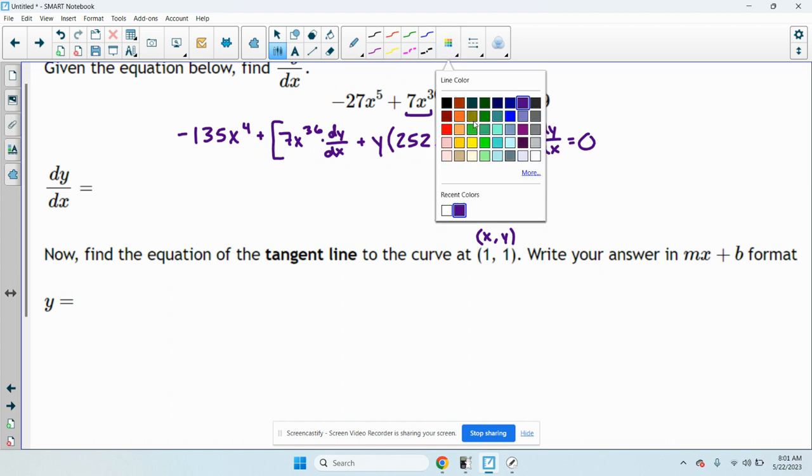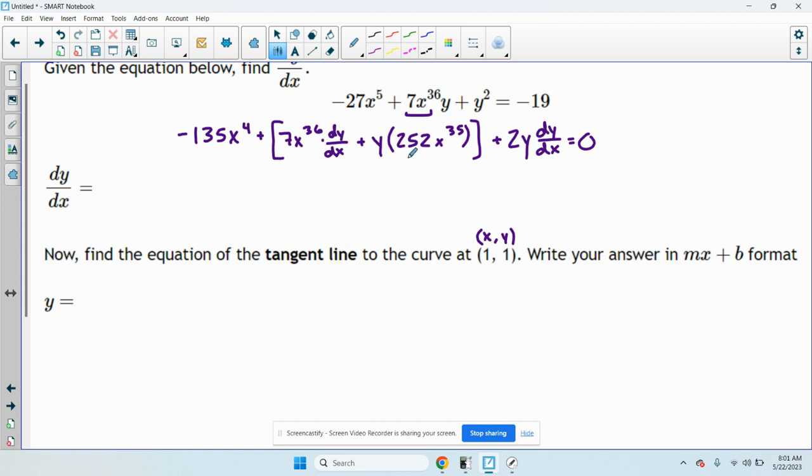So what I'm going to do is keep everything with the dy/dx on the left-hand side, and move the terms without a dy/dx to the other side. So the left-hand side is going to be 7x to the 36 dy/dx, plus, this stays as well, 2y dy/dx, equals, now I'm going to add this to that side. So this is 135 x to the 4th. I added that.